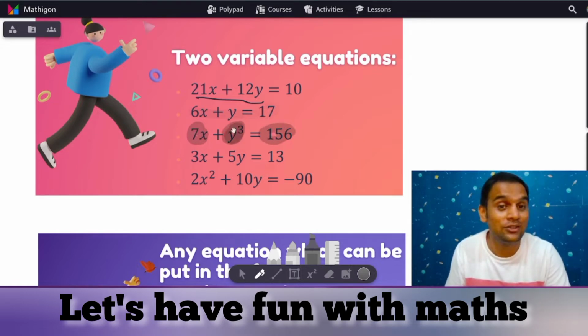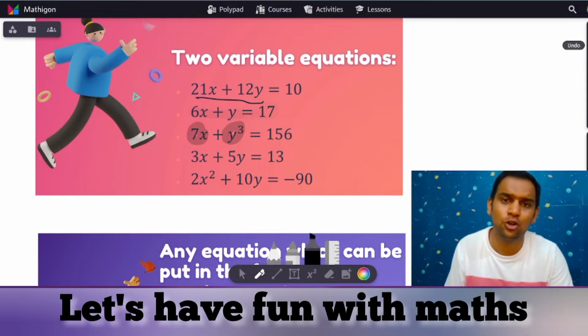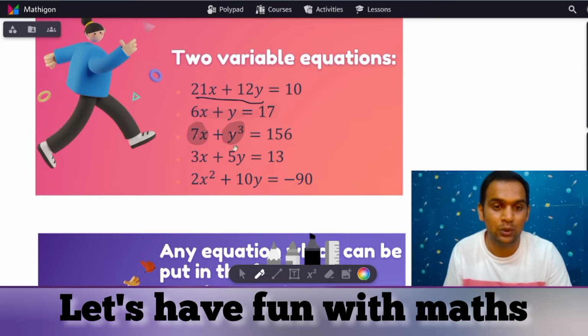Now as you can see, this one is not a linear polynomial because it is y cubed. It's not a linear polynomial, but obviously since there are two variables, it's a two variable equation. Then 3x plus 5y equals 13, 2x square plus 10y. As you can see, everywhere I have x and y as the variables, so these become two variable equations.